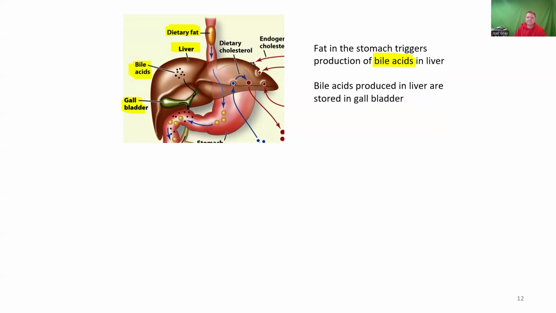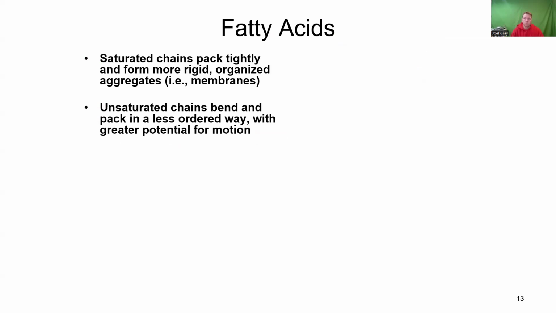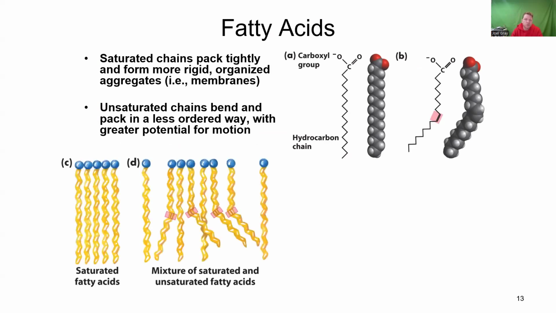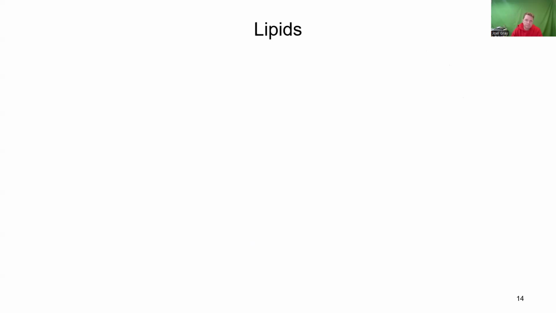So you might be thinking, what on earth is a bile acid? What is a bile salt? Before we get to that, I want you to remember what we talked about with respect to fatty acids. There are saturated chains, there are unsaturated chains, and they have different structures. If they are super tightly packed, then it's a bunch of saturated fatty acids. If it's not so tightly packed, you've got a mixture of saturated and unsaturated fats.